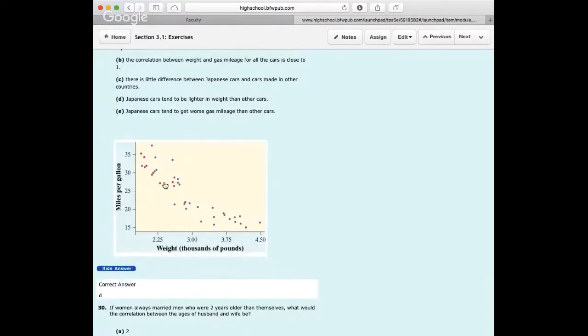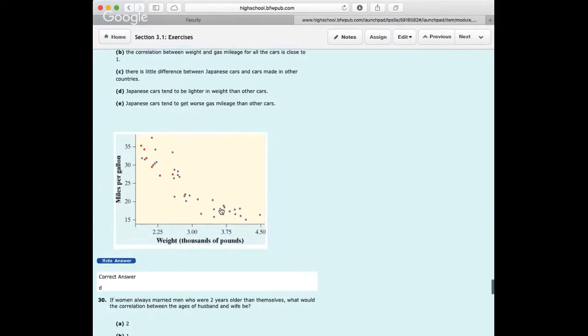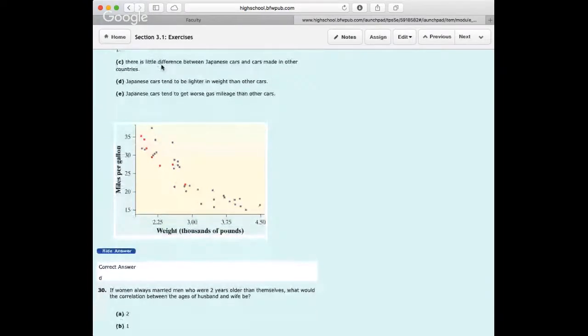But the red ones are the ones in Japan, whereas the darker ones, the purple ones, are the ones from other countries. It's a little hard to see, but the purple ones are from other countries. So going back to C, let's talk about that. There's little difference between Japanese cars and cars made in other countries. Well, not really, because as I look at this, you'll notice all of these purple dots right here, there's definitely a difference between the red trend and the purple trend, right? A lot of them are down on this side.